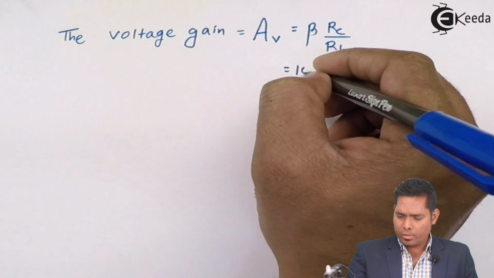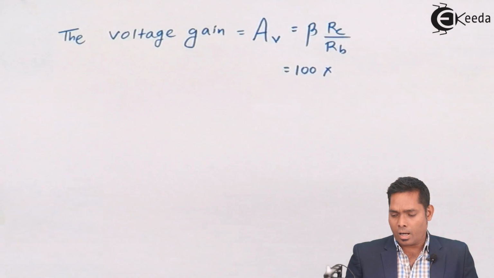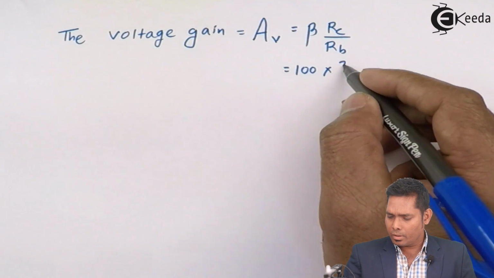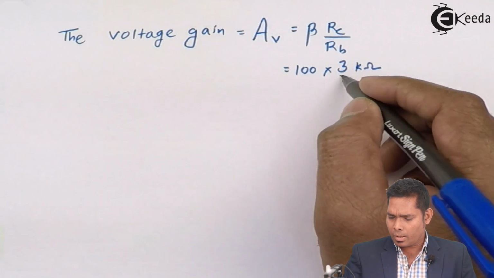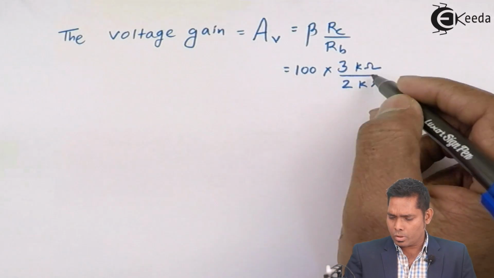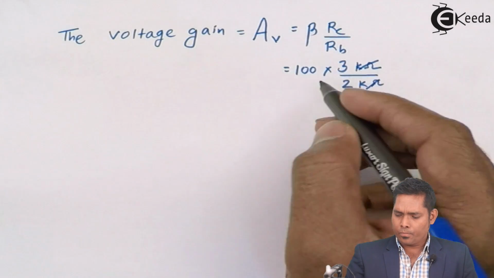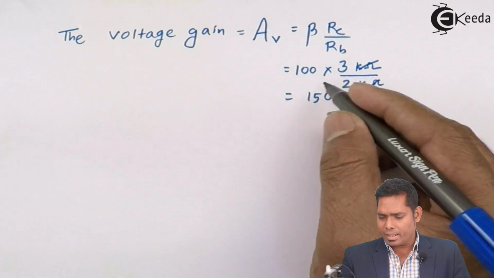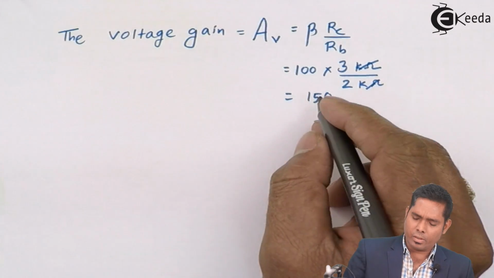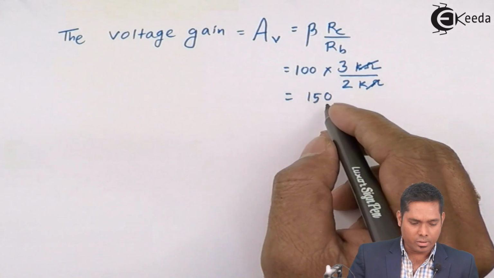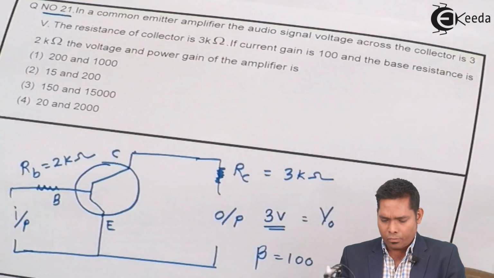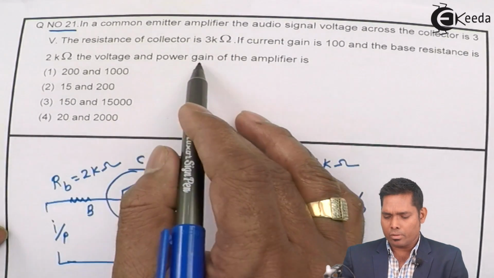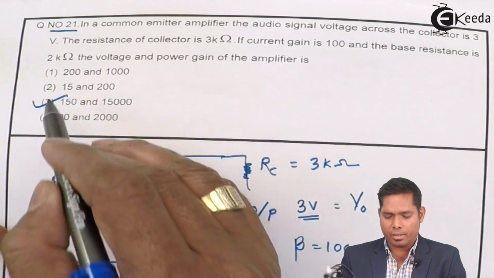Beta is 100 and this RC is 3 kilo ohm given, and the base resistance is 2 kilo ohm. So kilo ohm will cancel out and this is actually 150. So the voltage gain is 150, and that is the answer. If you can see that this 150 is there, so this is the answer. You don't have to actually calculate the power gain because 150 is the only correct option.